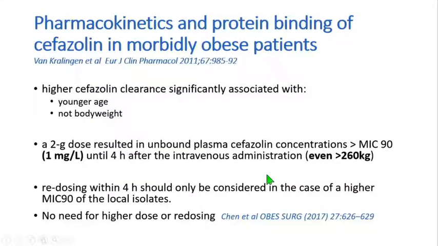Don't forget that in the obese, the higher cefazolin clearance has to do with the age and not with the total body weight. And as such, a 2 gram dose should be sufficient.